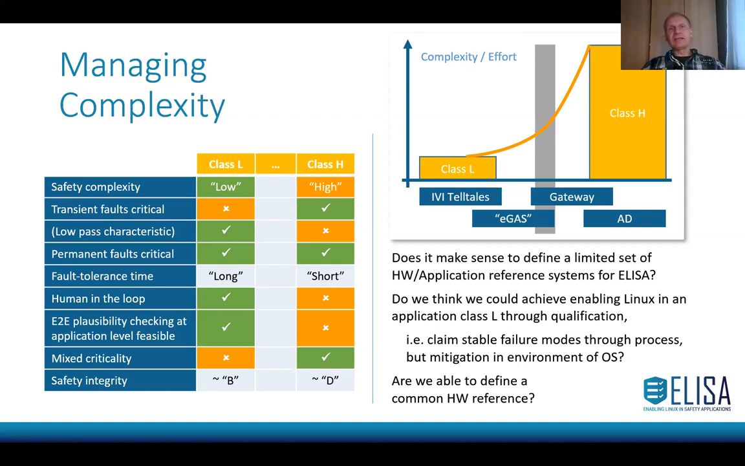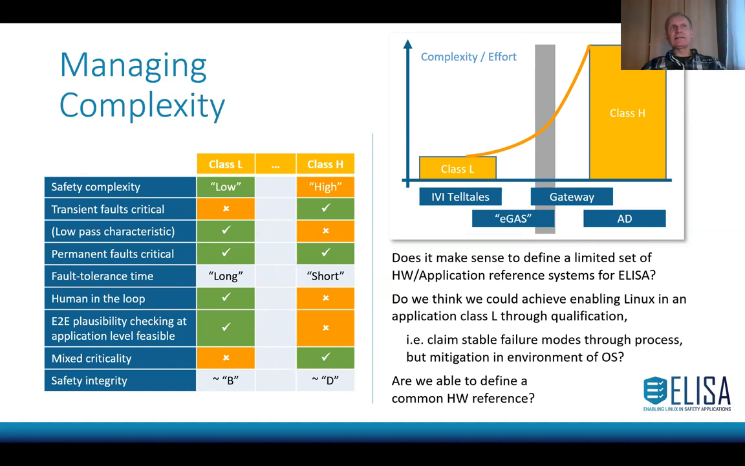End-to-end plausibility checking in the extreme high-end case is not plausible anymore, because you're using huge data volumes. And if you start putting end-to-end checks over all the data you're moving around the system, your performance just gets crippled. In many cases, you're looking at mixed criticality, and you're starting to look at the highest level of safety integrity, which is ASIL C and D.